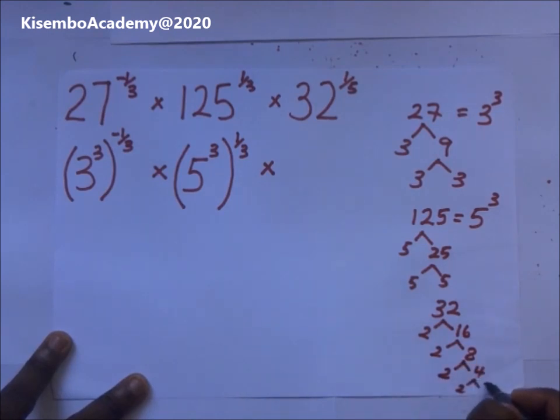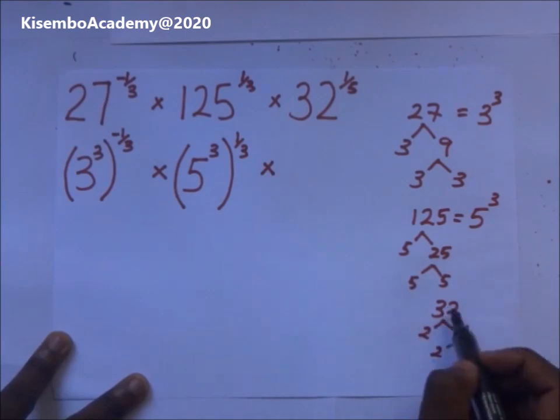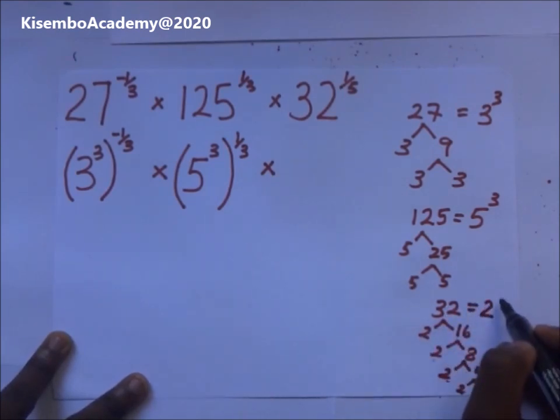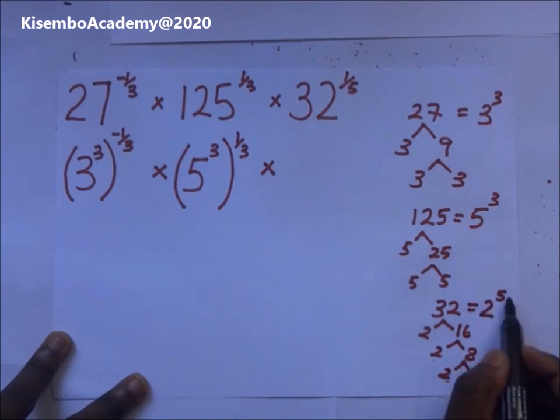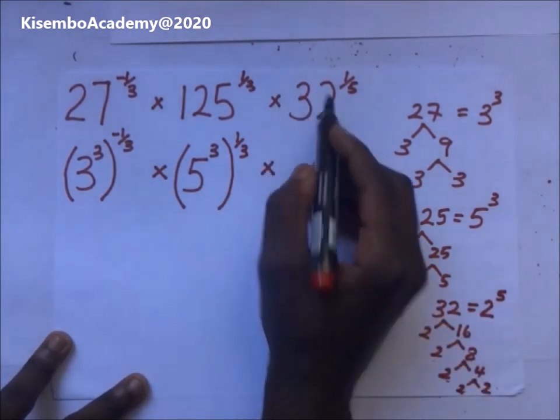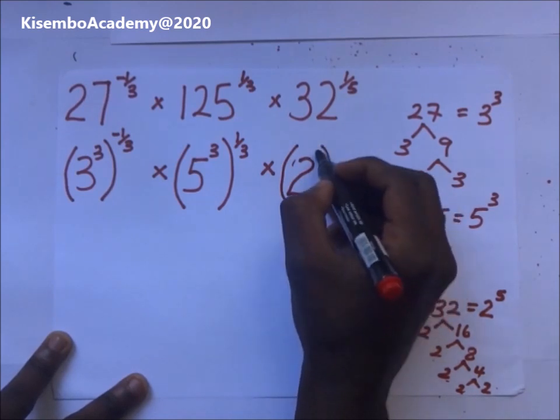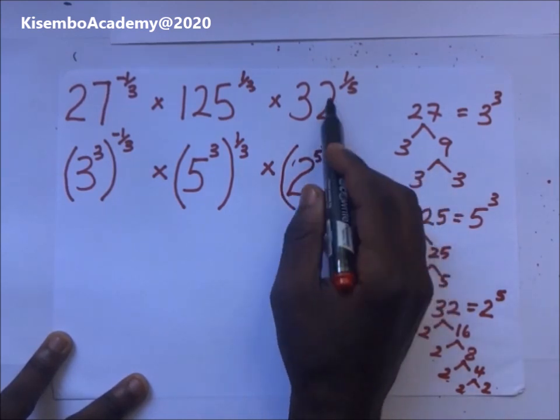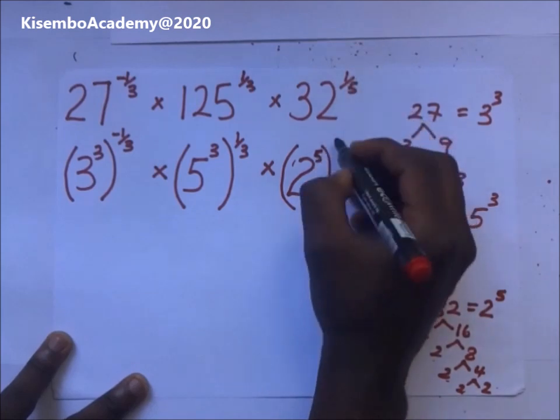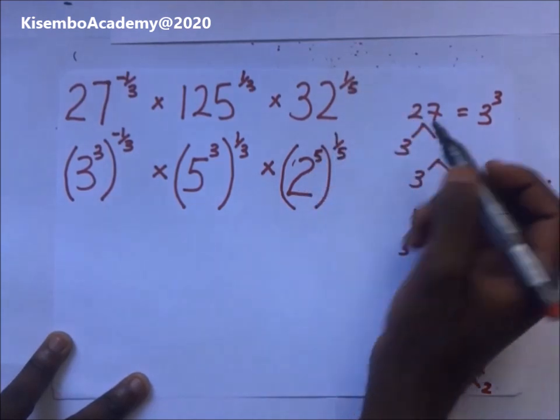By 2 it will give you 2. And if you count this 32, it's 1, 2, 3, 4, 5. So it means that 32 is the same as 2 multiplied by itself 5 times. So 2 to the power 5. So this 32 becomes 2 to the power 5, all to the power 1 over 5.